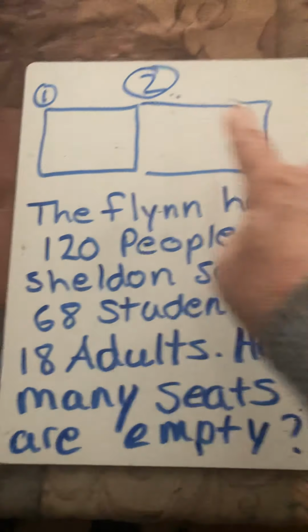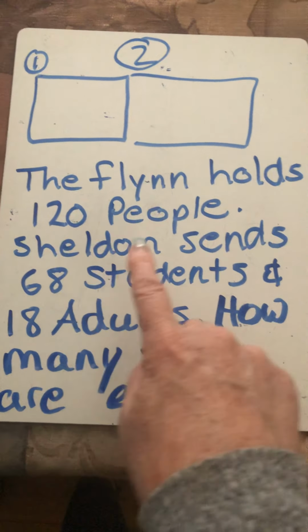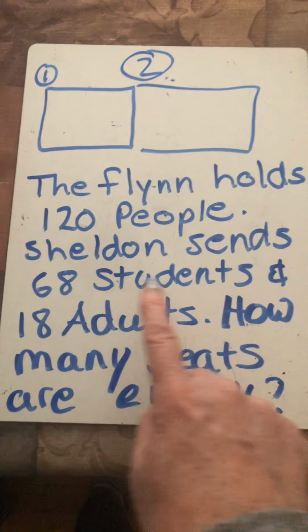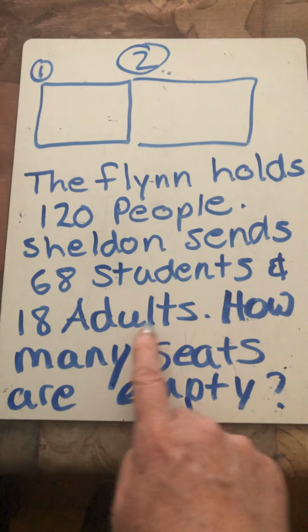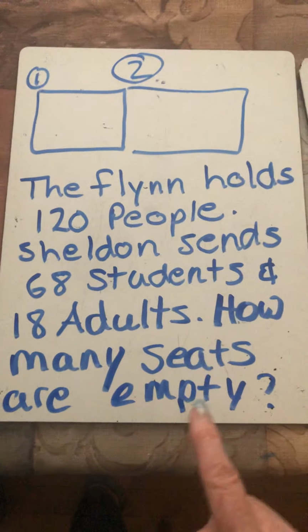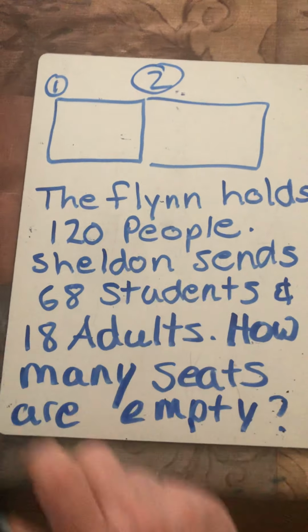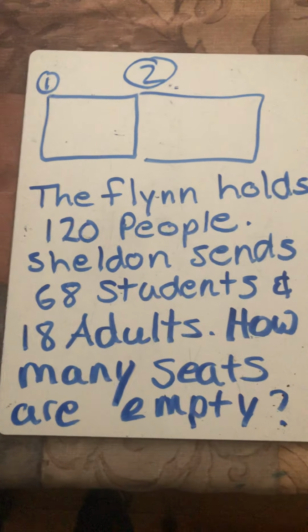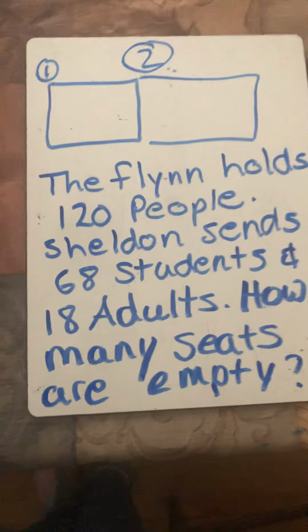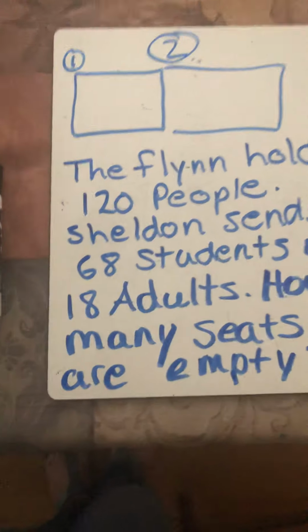So let's do the first one. I made up one very similar. Two-step word problem. The Flynn holds 120 people. Sheldon sends 68 students and 18 adults. How many seats are empty? So if there's 120, that's your whole. We're sending 68 second graders and 18 teachers. 2 ways to do it. The first way, I've got it done here.